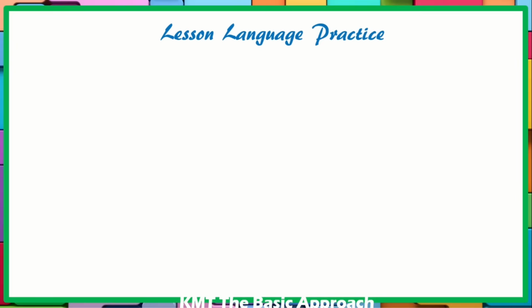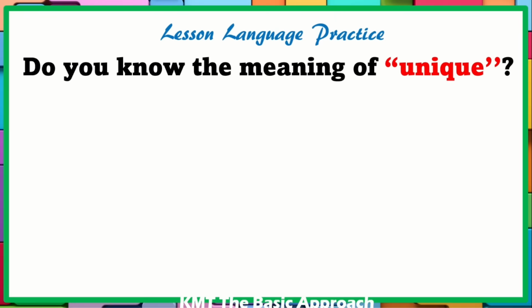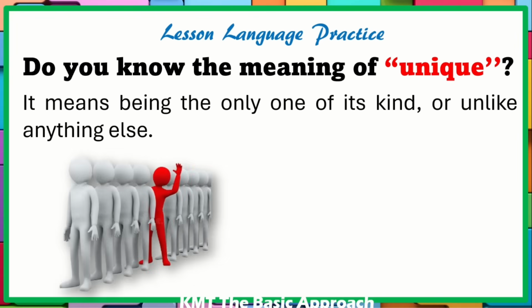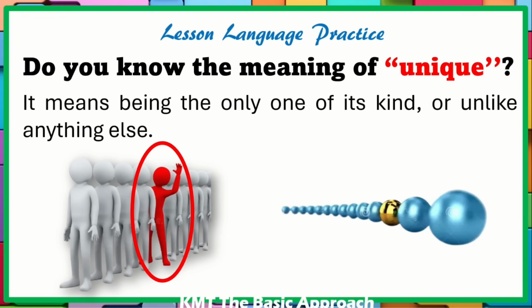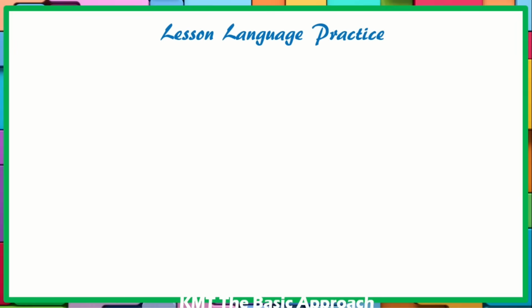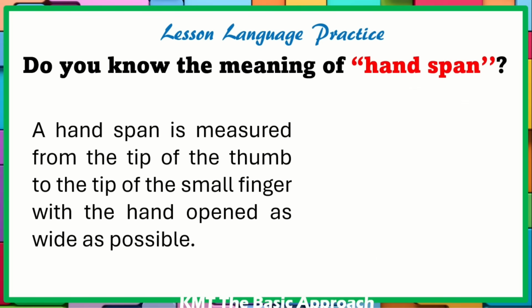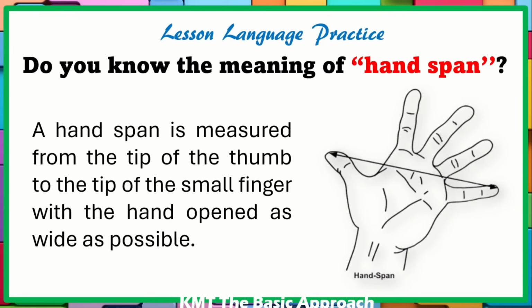Lesson language practice. Do you know the meaning of unique? It means being the only one of its kind or unlike anything else. Some examples of being unique. Do you know the meaning of handspan? A handspan is measured from the tip of the thumb to the tip of the small finger with the hand open as wide as possible.